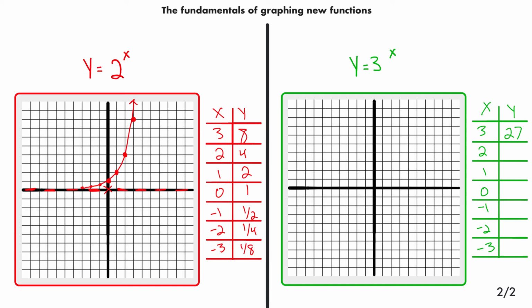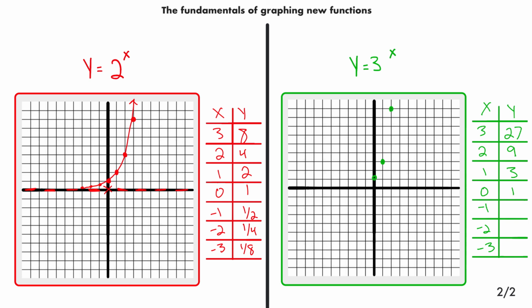3 to the second power is 9. So if we go right 2, we're going to go up 9. There's our dot. Next we have a 1. 3 to the first power is just 3. So right 1, up 1, 2, 3. You have 3 to the 0 power. Anything to the 0 power is always 1. So it goes through right here.